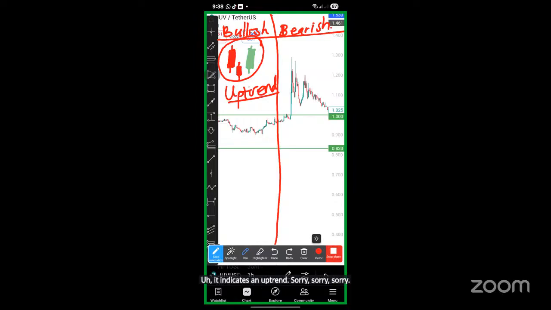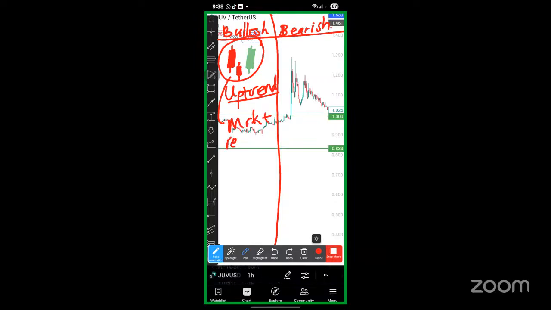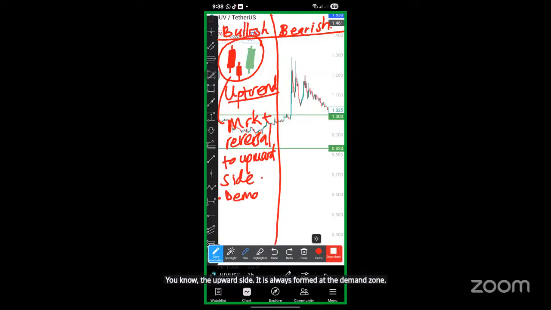Okay, so whenever you see this, it means market reversal to the upward side. That is the market reversal signal, the upward side. It is always formed at the demand zone.